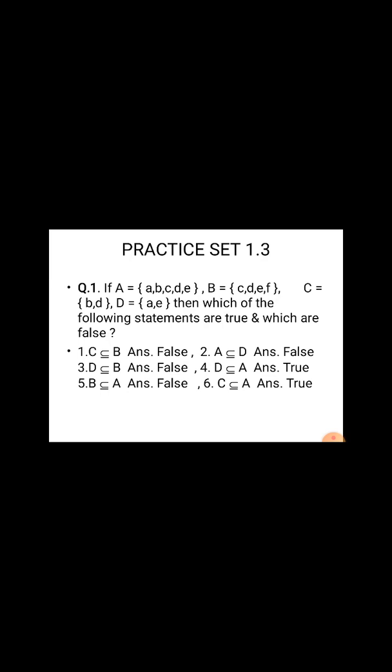Now, fourth sub question. D is the subset of A. Is it true or false? D is the subset of A is a true statement because every element of set D is also an element of set A. Because in set D, A and E are two elements. Same elements A and E are present in A also. Therefore, D is the subset of A. It is a true statement.